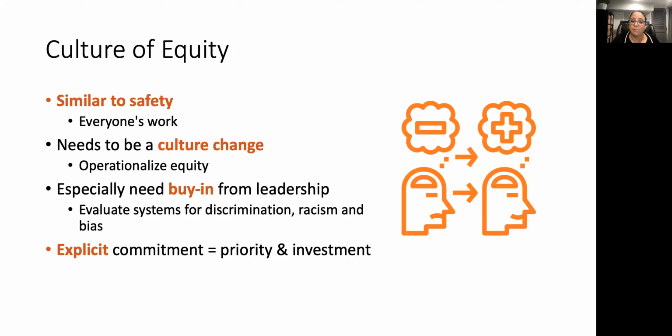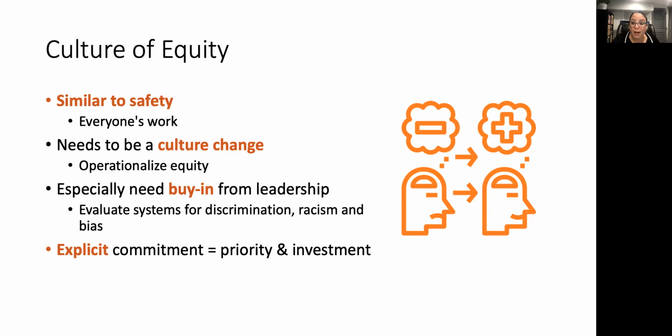To further this concept, we advocate that equity be given as much value and priority as safety, to the point that we think of equity as everyone's work. We think of this as a culture change, where equity is operationalized and embedded into all work, into all our practices, policies, guidelines, job descriptions, and every initiative that's carried out. And this needs to be built in a sustainable way.